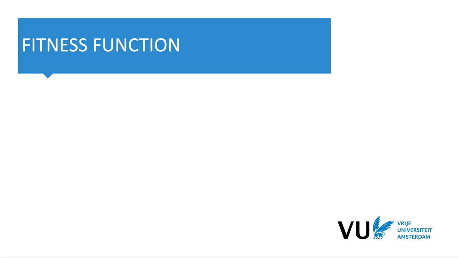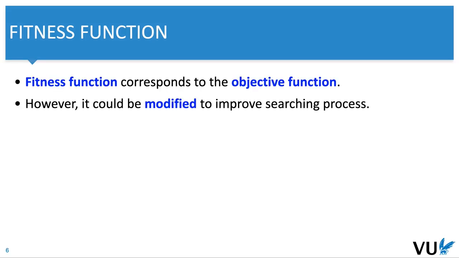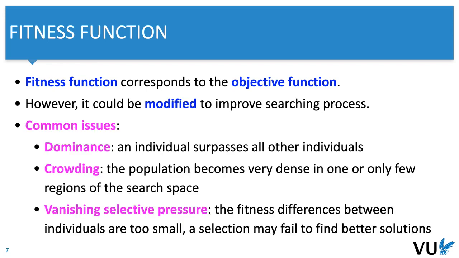So let's start with the fitness function, because this is something we should always start with, right? So we have an optimization problem. We need to specify what the objective function is. So here we should first discuss what the fitness function is. The fitness function, I will repeat it forever so that you will remember, corresponds to the objective function, right? However, it could be modified to improve the searching process, or this optimization process.